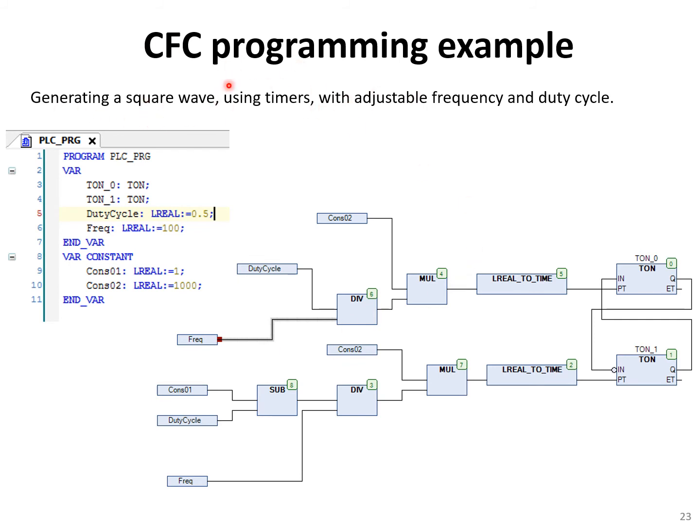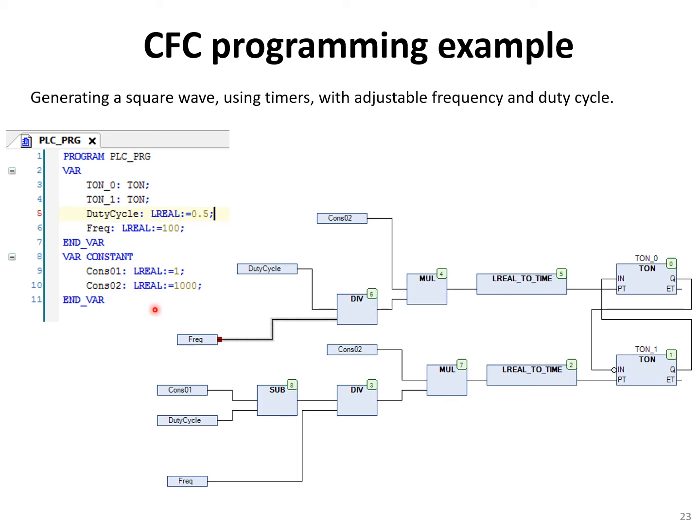Another example, this is another example generating a square wave using timers with adjustable frequency and duty cycle. Again, you start with defining your variables. For example, TON0 and TON1 are instances of on-timer variables. Duty cycle and frequency are basically real variables, large real variables.